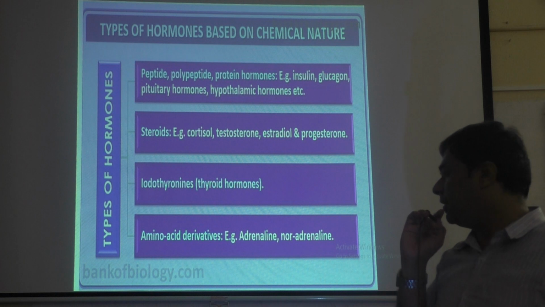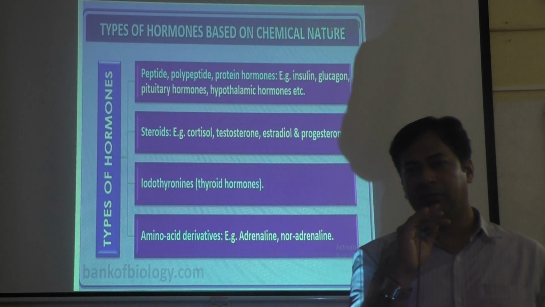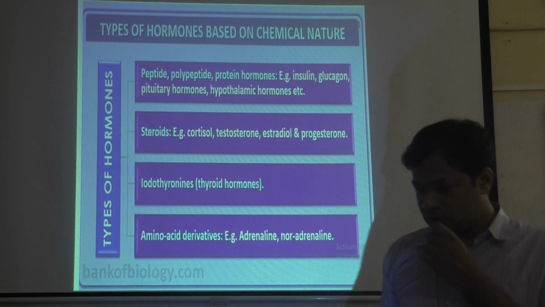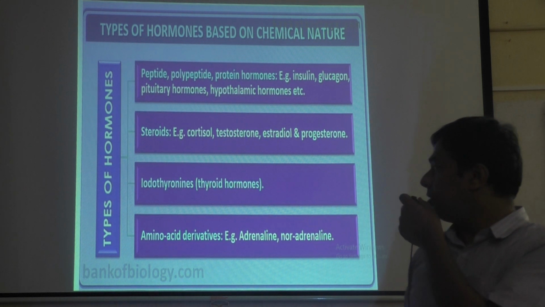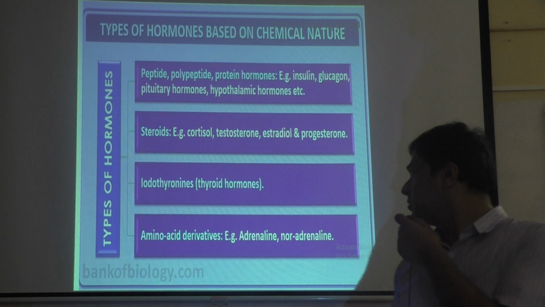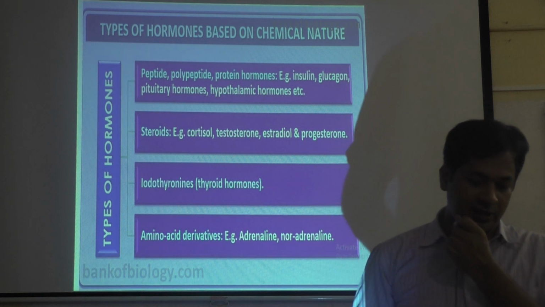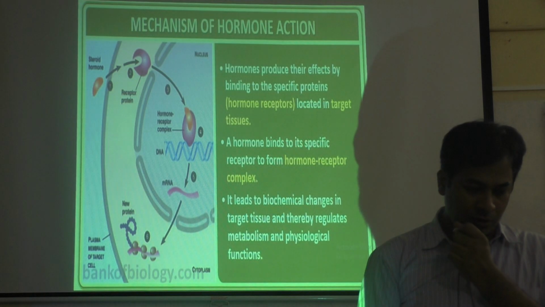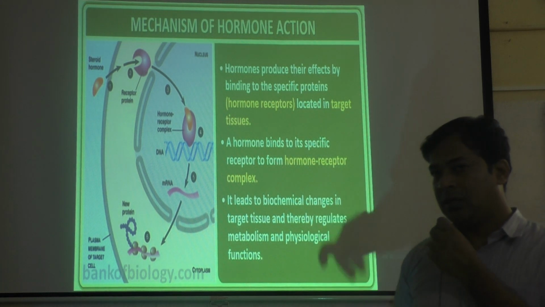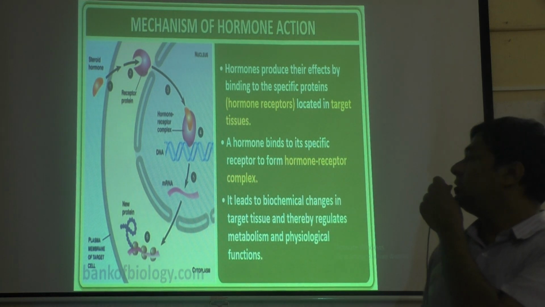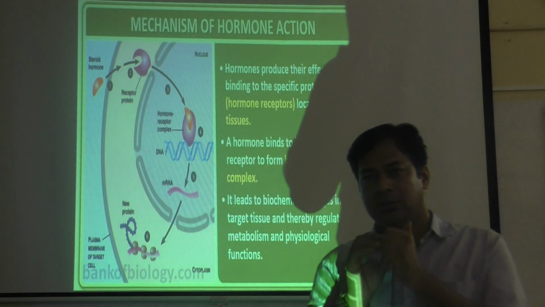That is adrenaline and noradrenaline, which is produced by the adrenal gland. So these are the 4 types of hormones: peptide hormones, steroids, iodothyronines, and amino acid derivatives. These are the 4 types of hormones. Now, very important in this chapter is the mechanism of hormone action.